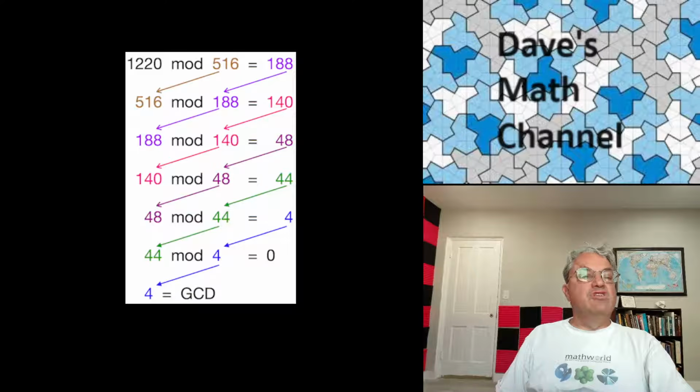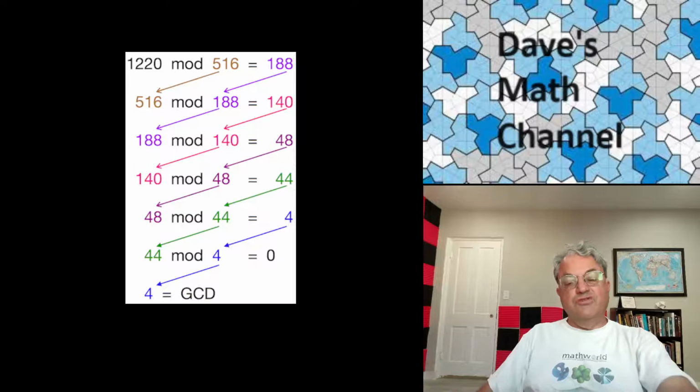That's your first remainder. 516 mod 188 is 140. Keep going, 188 mod 140 is 48. 140 mod 48 is 44. 48 mod 44 is 4. And 44 mod 4 is 0. 4 divides 44. So we're done. The GCD is 4. So that's how you use the Euclidean algorithm to find the GCD of any two integers. Pretty nice method and a very useful method too.